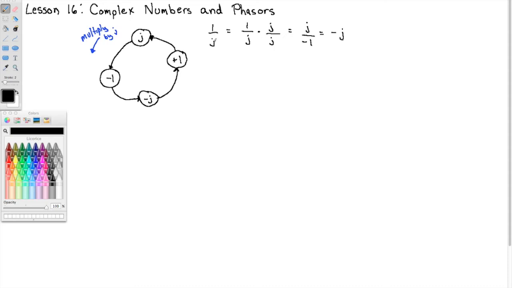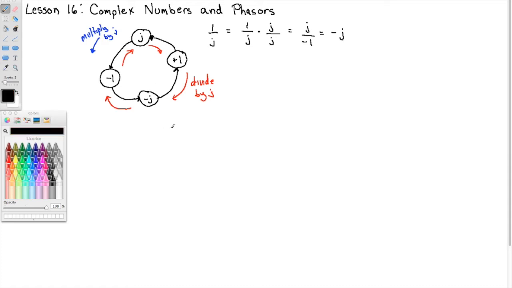So dividing by j, if I started at 1 and I divide it by j, I end up with minus j. Right? And you can continue on in this fashion, and what you see is you go around this way by dividing by j. So you see, you can always simplify powers of j, whether they're in the numerator, a positive power, or a denominator, a negative power. You can always simplify them to one of these 4 states.